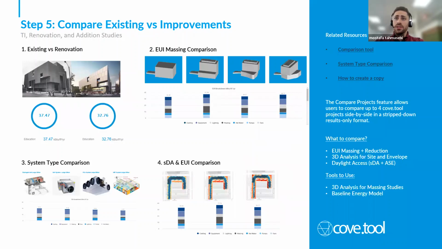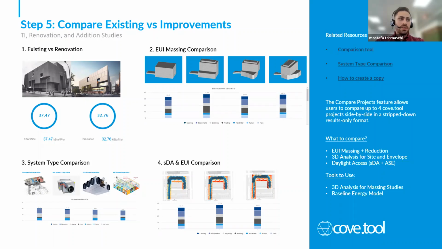You have the option to compare your project in different conditions. In this case, I have an existing project versus the same project after renovation. I can see how my EUI changed from before to after renovation. Massing comparison is available to you if you are in early stages of design or just want to have an idea of how building orientation can impact your EUI breakdown.